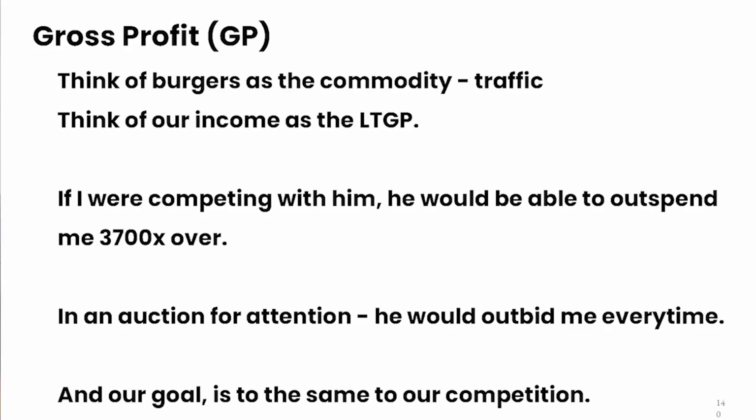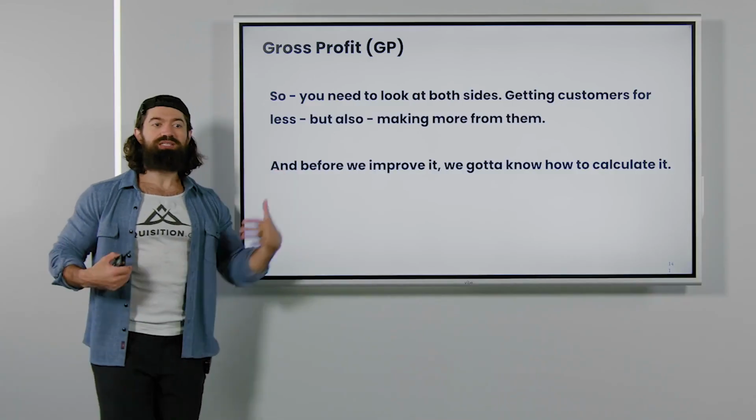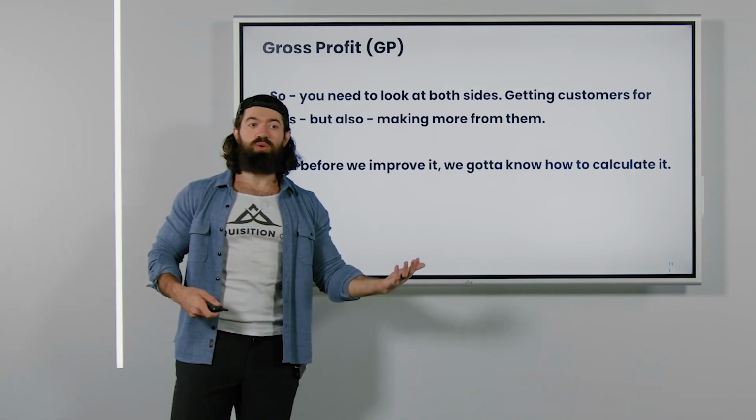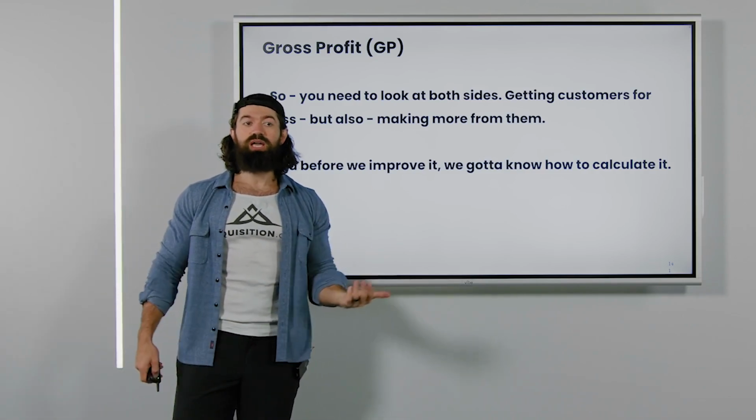And so think of the burgers as the commodity, which is traffic. Think of our income as the lifetime gross profit. If I were competing with this guy, he would be able to outspend me 3,700 times over. And in the auction of attention, he would outbid me every time. And our goal is to do the same to our competitors. All right, so you need to look at both sides: getting customers for less, but also making them worth more. All right, and before we improve it, we got to know how to calculate it.